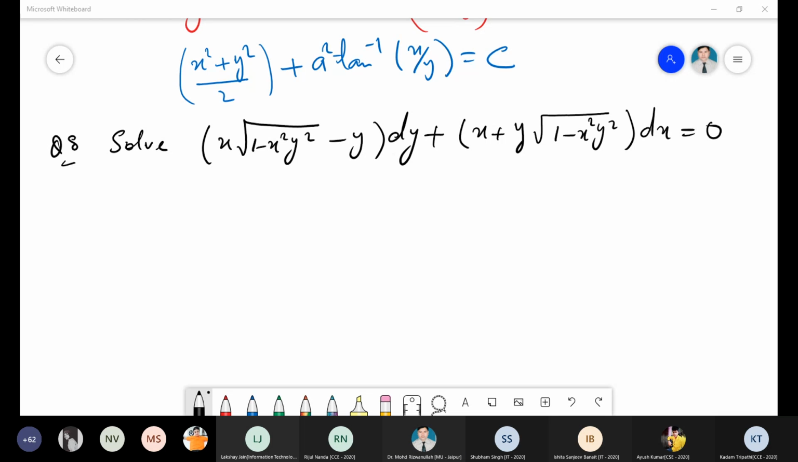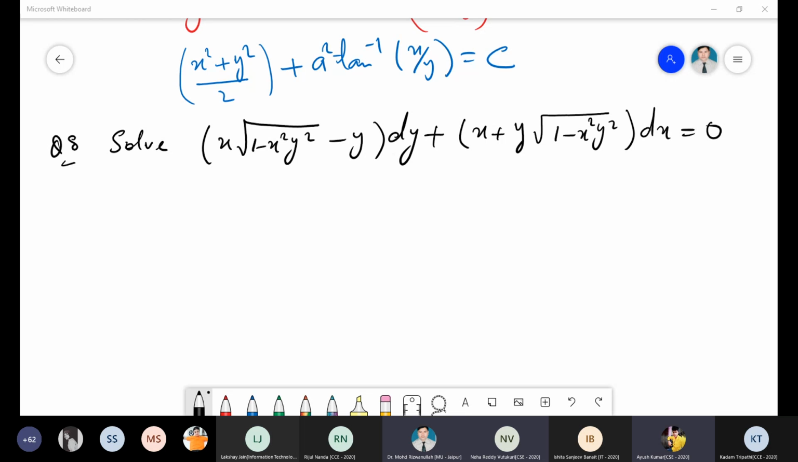Neha, great. Please tell me the answer. I'm not sure with the answer. Okay, but no issue. What did you get for the equal value? Just tell me del m by del y and del n by del x. What was the value? 1 minus x square y square over root of 1 minus x square y square, minus x square y square by root over 1 minus x square y square. Great. Very good, Neha.